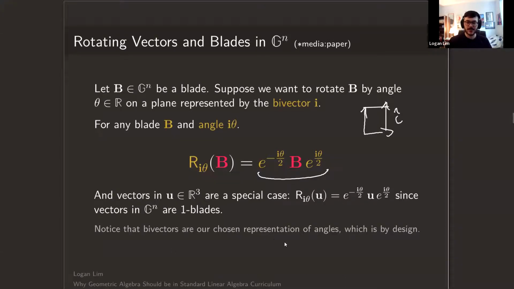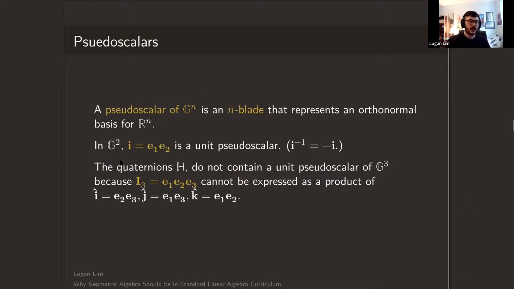Vectors are just a special case. So now let's talk more about the pseudoscalar. Before, I said the pseudoscalar represents the orthonormal basis of the subspace, or the entire space. So in G2, this is one unit pseudoscalar, E1 E2. Actually, I should say it's the pseudoscalar because I don't think there are any other coordinates in here. So that's the representation of the plane.